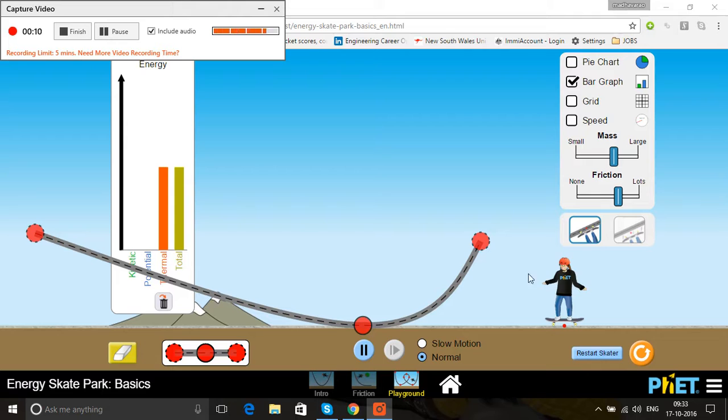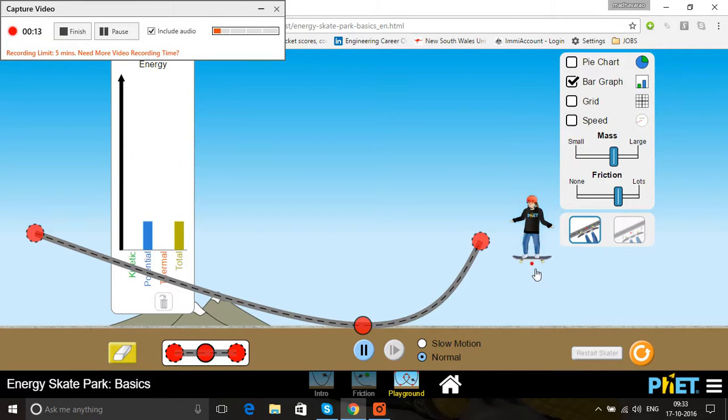So first of all, let's understand what potential energy is. Potential energy is the energy obtained by virtue of position or height. As you can see, as I'm raising this guy up, he has more potential energy. The bar on the left indicates the energy in the form of potential energy.